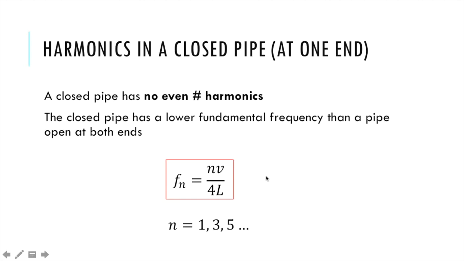The other thing to notice is this equation for both the other ones was nv over 2L. So the fundamental frequency of a closed pipe is half the fundamental frequency of an open pipe if all other things are the same. For example, this is why big pipe organs are closed at one end, because you make a much lower note with the same length pipe.